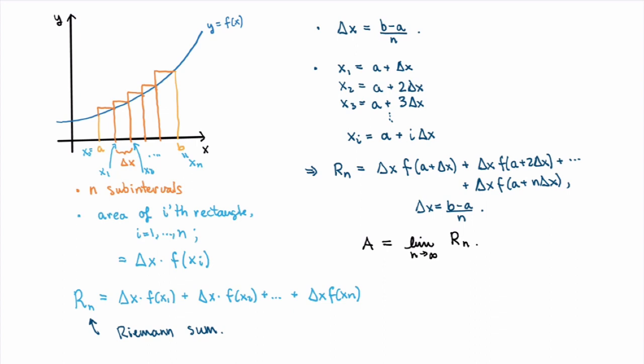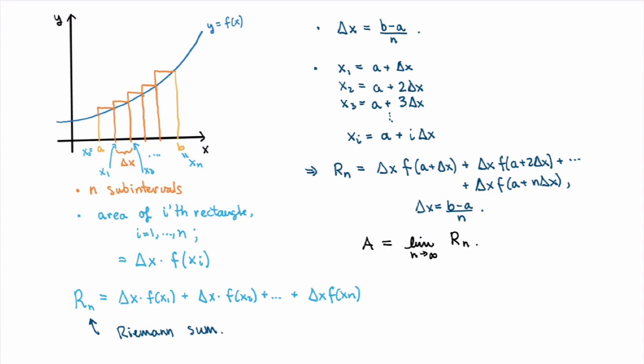And in fact, you can prove that if you do that, then it does not matter whether you use the right endpoint rule or the left endpoint rule or any of these rules. They will all give you the exact same answer when you take the limit where the number of rectangles goes to infinity. Okay, so this is cool.